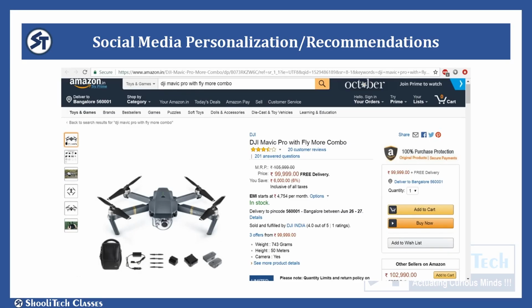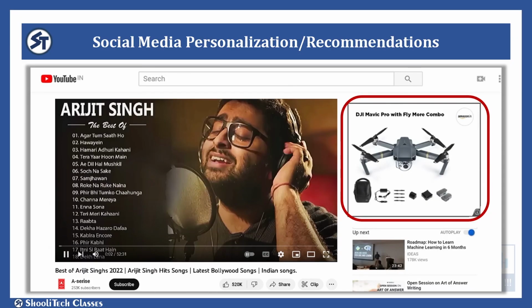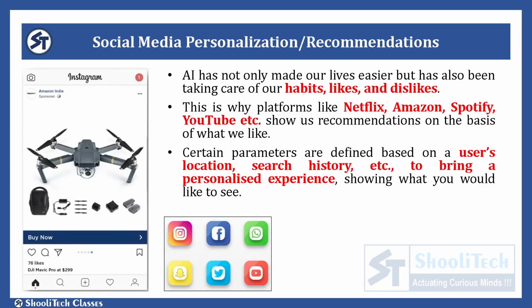Next comes personalization or recommendation systems. Suppose you have searched for a drone on Amazon, whether you have purchased the drone or not. But whenever you open Amazon again, it will give you recommendations for drones. And not only on Amazon, but if you open Facebook, you will get recommendations for drones. Or if you open YouTube, you will get recommendations for drones. Or if you open Instagram, you will get recommendations for drones there also. So how do these apps come to know about your interest in drones?